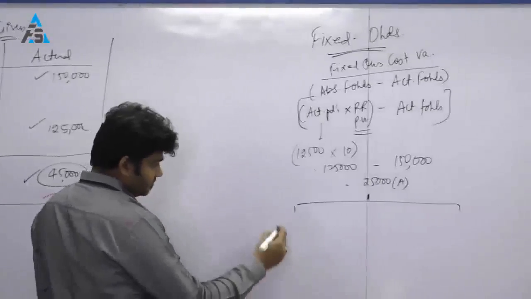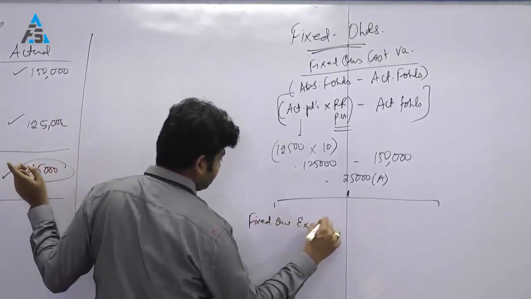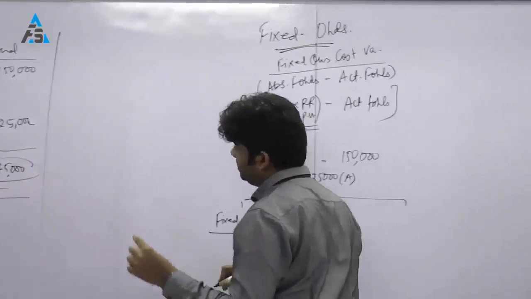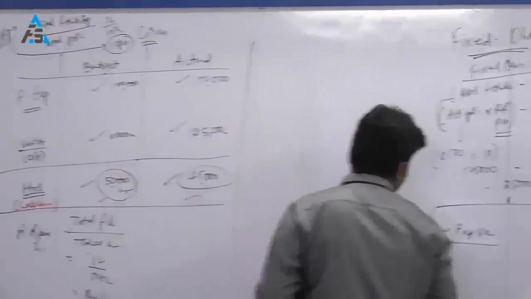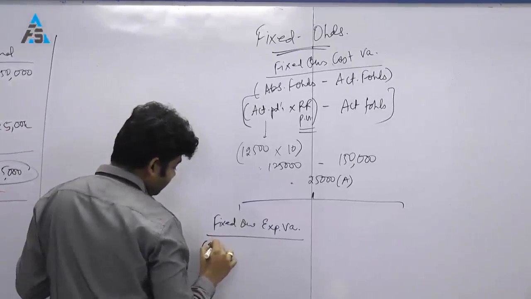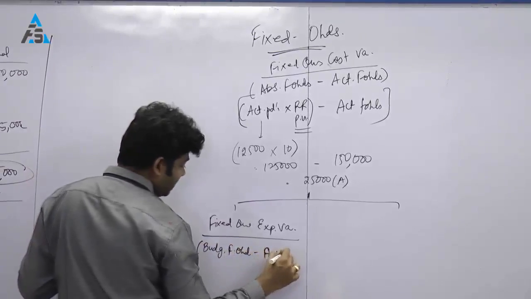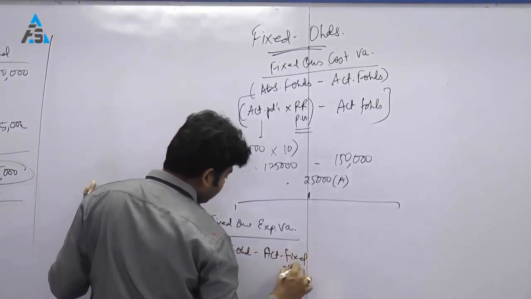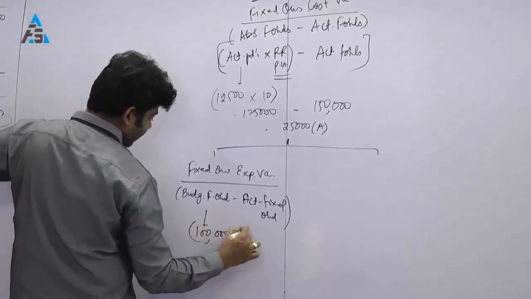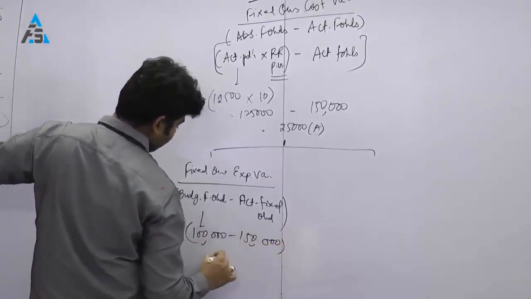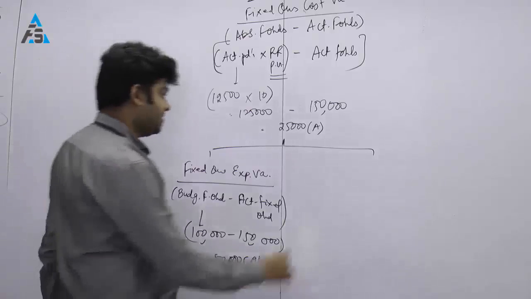Then comes my fixed overheads expenditure variance. What is the expenditure that I was planning to incur? 1 lakh. How much have I incurred? 1,50,000. So it is nothing but budgeted fixed overhead minus actual fixed overhead. The budgeted fixed overhead is 1 lakh and the actual fixed overhead is 1,50,000. So 50,000 I have incurred extra. So 50,000 adverse. Correct?